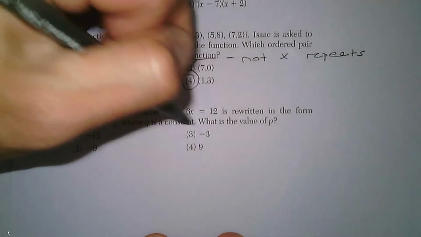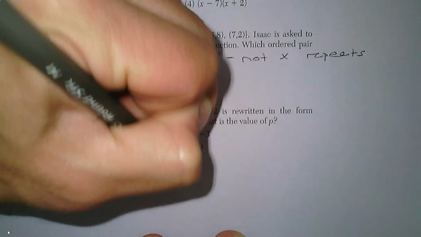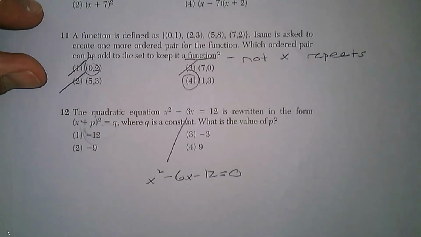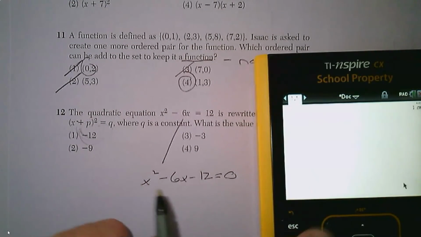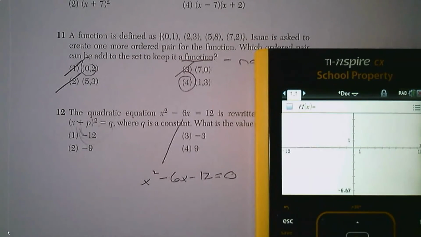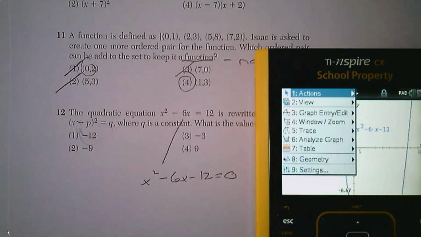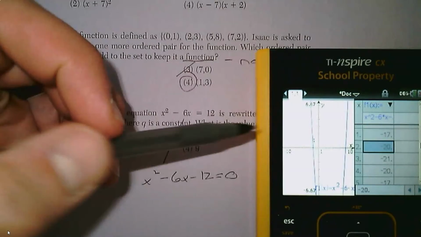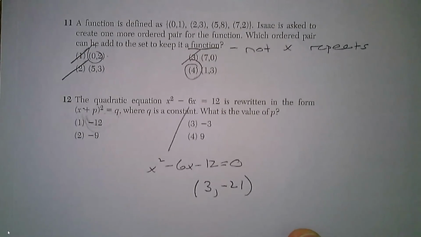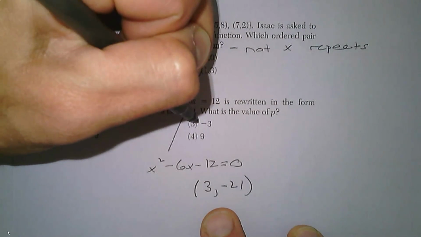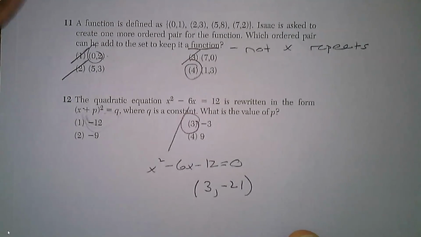So what you could do is get this equation set equal to 0 by subtracting the 12, plugging this in the calculator so you can see what the vertex is. If we add a graph, and if we graph this, x squared minus 6x minus 12. Take a look at the table to get the vertex. 3, negative 21. So the vertex is 3, negative 21. All right, inside is going to be the opposite. So this would be choice 3.